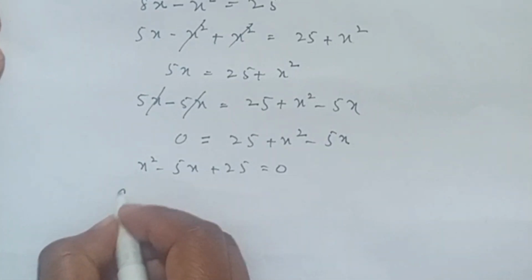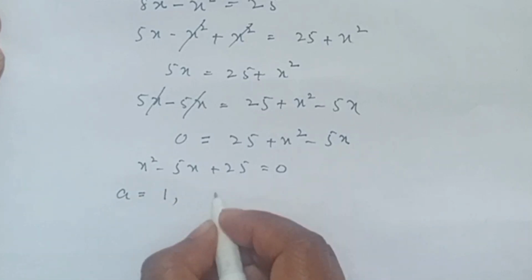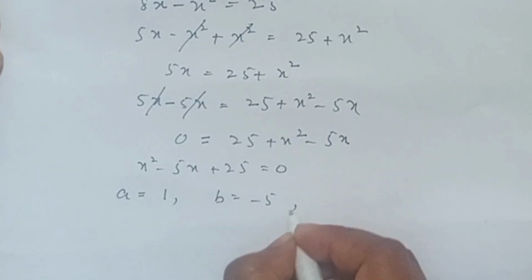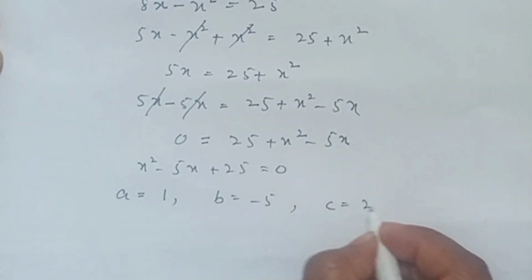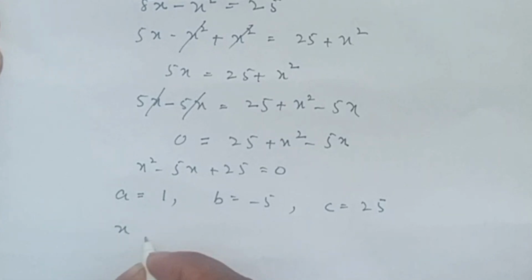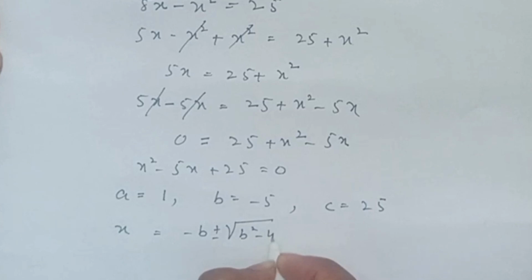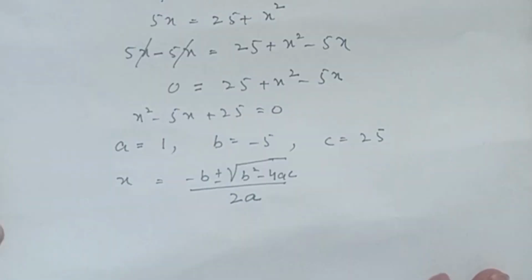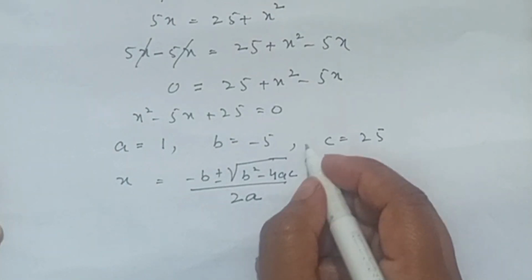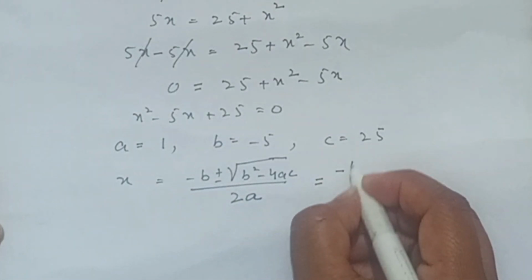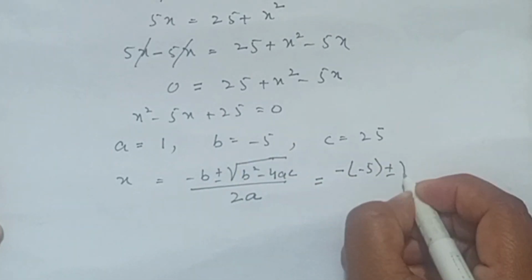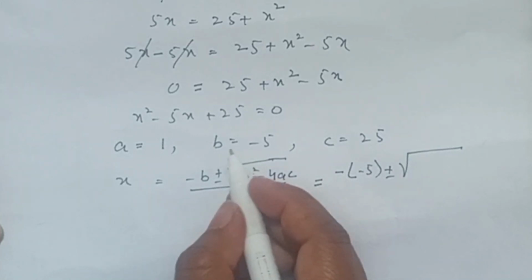In this equation, a is equal to 1, b is the coefficient of x, which is minus 5, and c is the constant, which is 25. And the formula is x equals minus b plus minus square root b square minus 4 times ac over 2 times a. So in the next step, we substitute these values in this formula. So we get minus b, and b is minus 5, so here we write minus minus 5 plus minus square root b square.